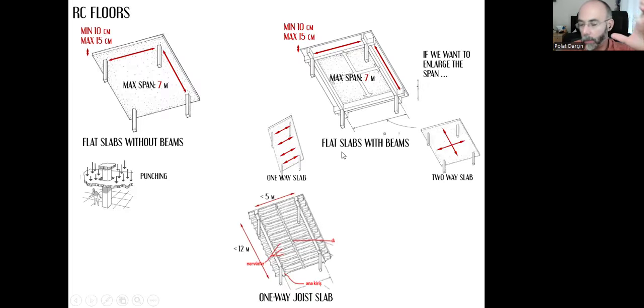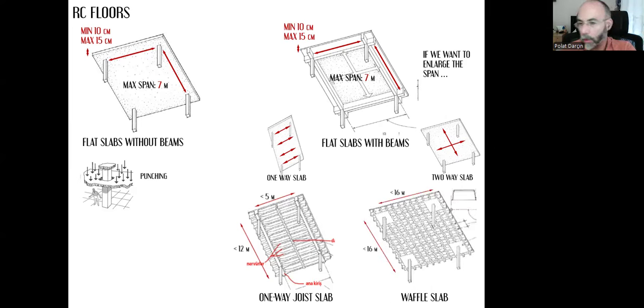And if we are looking for a square-shaped floor, and if you want to enlarge the span sizes, of course, we can use girders in both directions. That's why we call it a two-way slab, so that the loads will be distributed towards the four sides, the beams under the four sides, and we can have a span up to 16 meters this time. That's what we call a waffle slab.